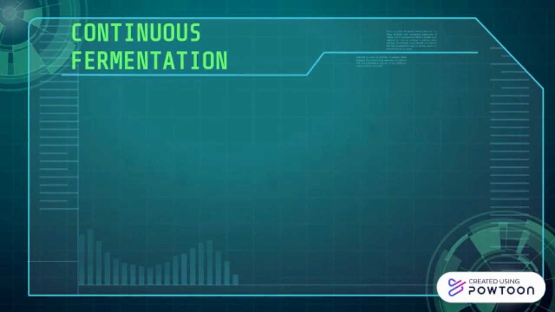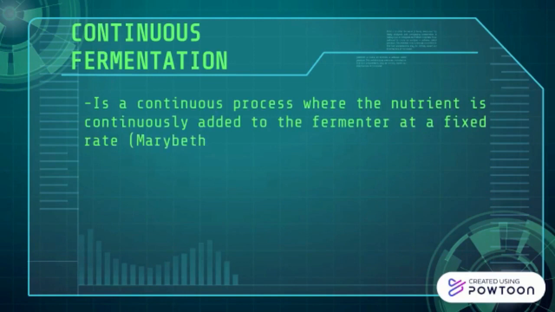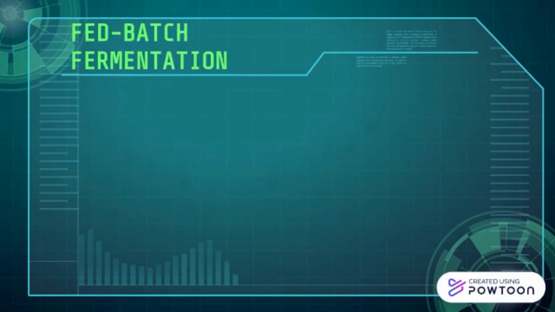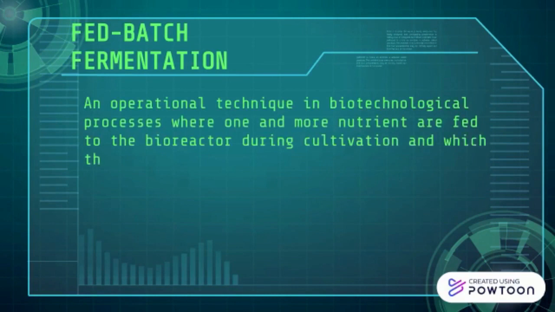Continuous fermentation is a continuous process where the nutrient is continuously added to the fermenter at a fixed rate. Fed-batch fermentation is a technique where one or more nutrients are fed to the bioreactor during cultivation, at which the product remains in the bioreactor until the end of the run.